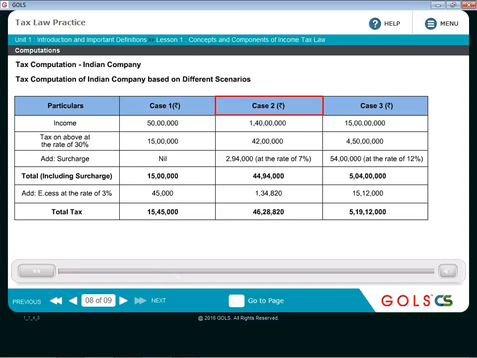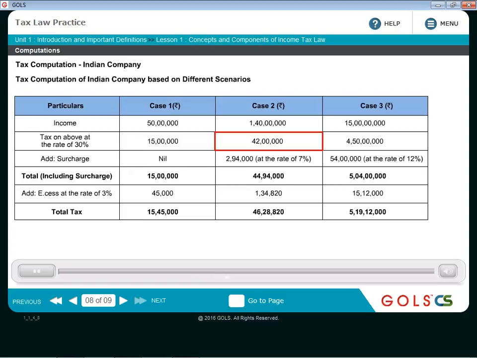Next case is a case where the income of the company is 1 crore 40 lakhs. Now in this situation the income is between 1 to 10 crores, so rate of surcharge will be 7%. Now how to compute tax? Let us see. On 1 crore 40 lakhs, you will apply tax at the rate of 30%, which is 42 lakhs.